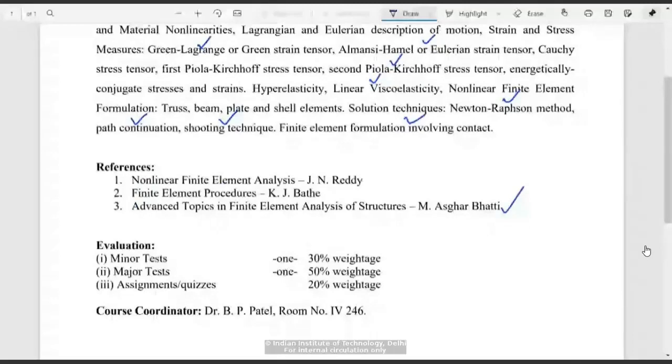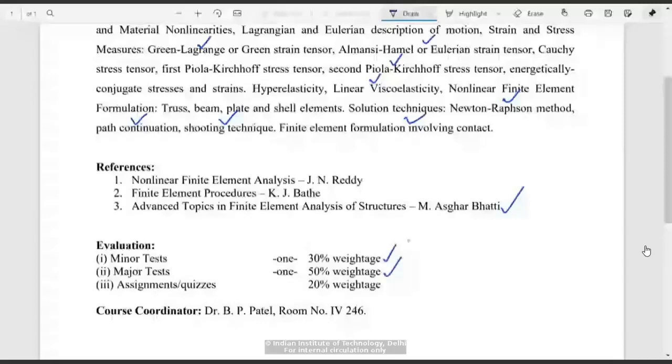And now coming to the evaluation. We will have one minor test which will have a weightage of 30%. And then we will have a major test which will have a weightage of 50%.